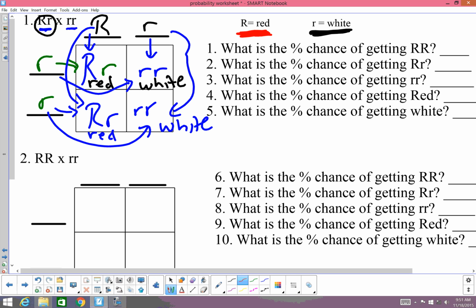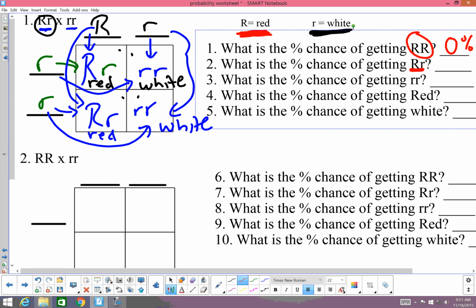Okay, so what is the percent chance of getting two capital R's? So now look in the four Punnett squares. Okay, look in these four. Here's 1, 2, 3, 4. Do you see anything that looks like this? No, so the answer should be 0%. What is the percent chance of getting this? So again, look in the four Punnett squares and see how many boxes you have. So you have this one, 1, and this one is 2. 25 plus 25, that is 50%.